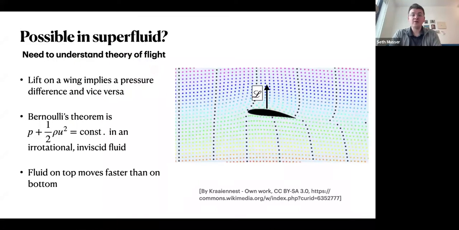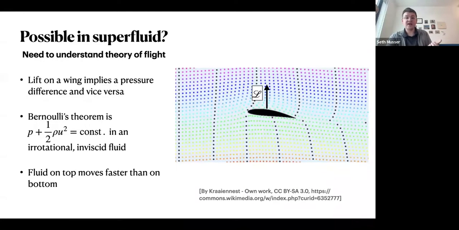Obviously, lift on a wing implies a pressure difference. We need a higher pressure below the wing and a lower pressure up top, and vice versa. For those of you who remember Bernoulli's theorem, the pressure plus 1/2 times the density of the fluid times its velocity squared is constant everywhere in an irrotational inviscid fluid. What this means is the pressure difference, a higher pressure on the bottom, means the fluid on the top must move faster.